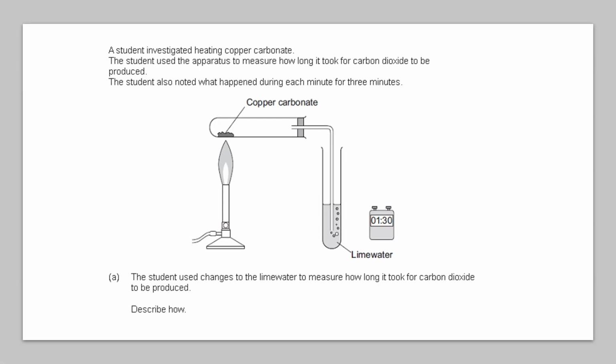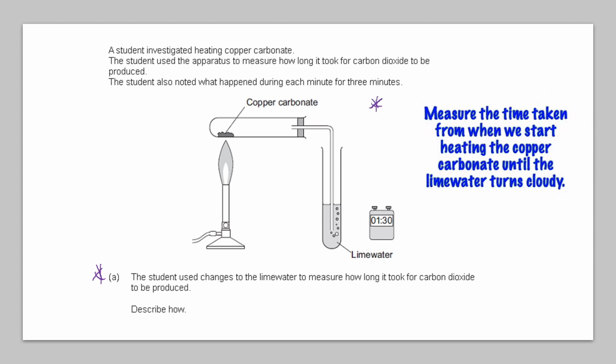So now we have an investigation where we're heating copper carbonate and we're bubbling any gas being produced through lime water. So it says the student used the changes to the lime water to measure how long it took for the carbon dioxide to be produced, and describe how we would do this. So here we would measure the time taken from when we start heating the copper carbonate to when the lime water has fully become cloudy.